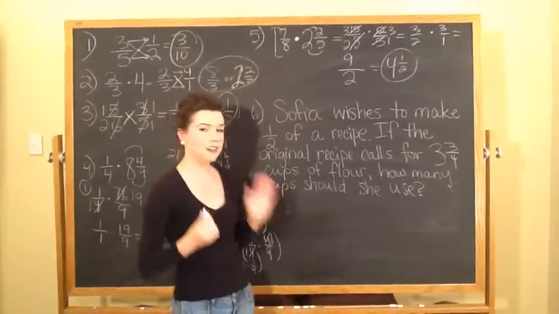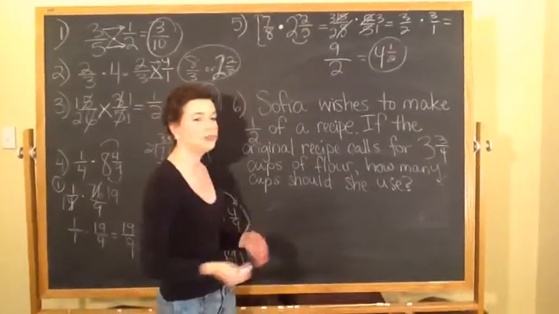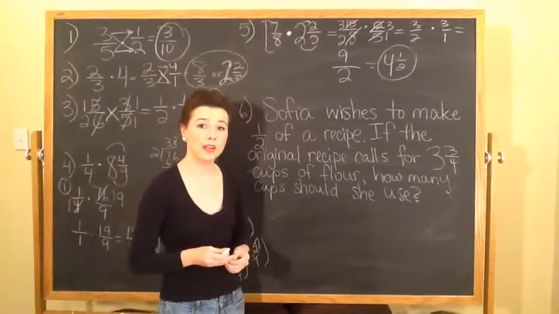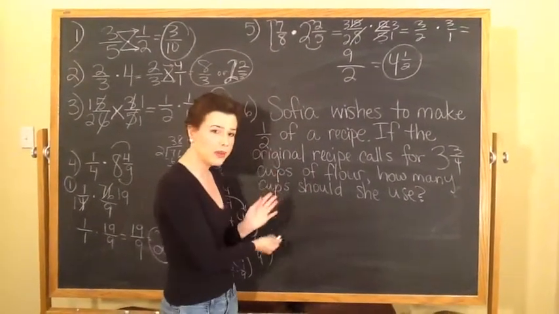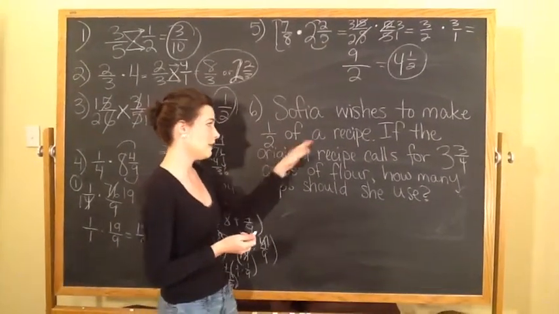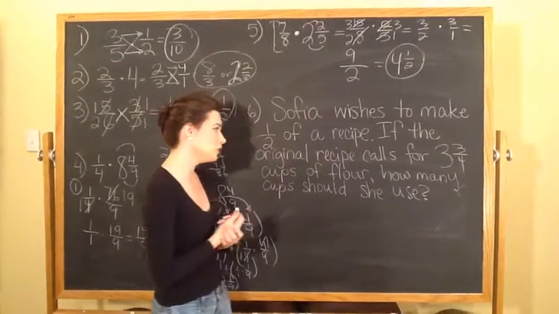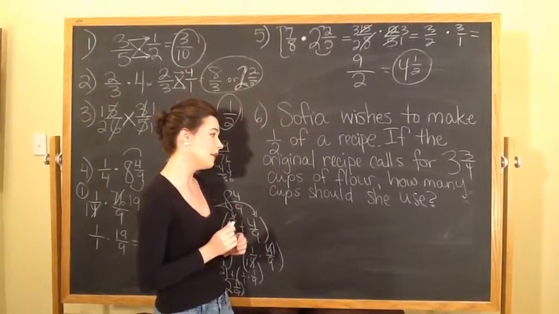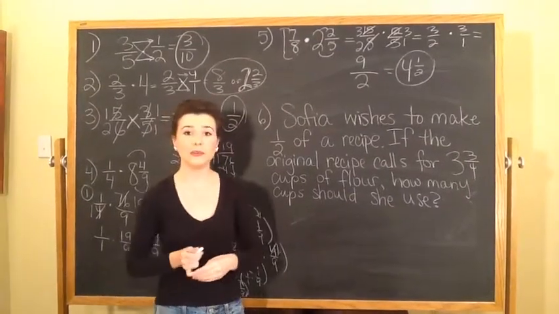Alright, let's go ahead and look at our last problem. This time we are going to be doing a word problem. So there are some special keywords when it comes to multiplying fractions that we will point out here. So it says, Sophia wishes to make 1/2 of a recipe. If the original recipe calls for 3 3/4 cups of flour, how many cups should she use?